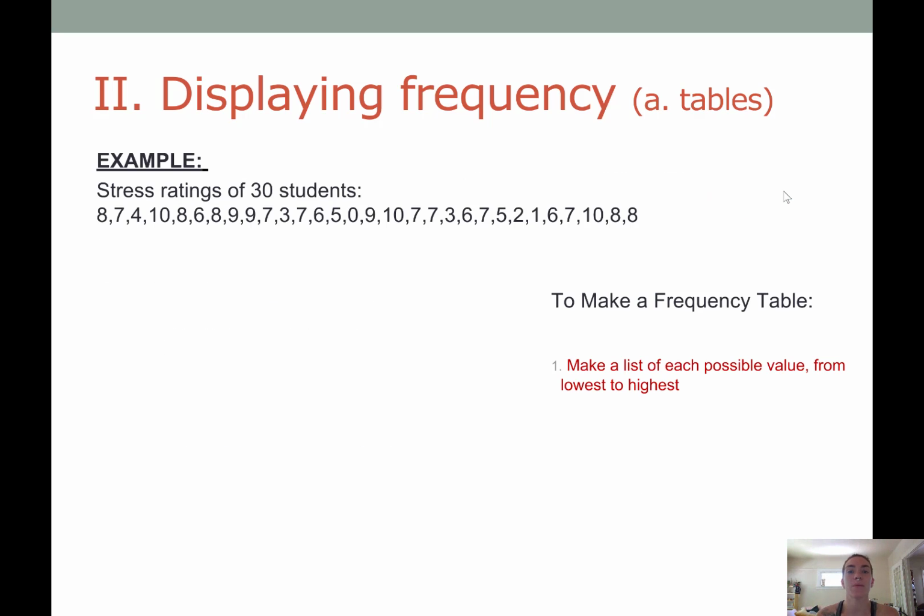To make a frequency table, the first thing we're going to do is make a list of each possible value from the lowest possible value to the highest possible value. Remember, this stress scale ranges from 0 to 10. So the lowest possible score a student could have picked is 0, and the highest possible stress score is 10. So we'll create a column that is a list of all the possible stress ratings. That's really simple. That's step 1 of making a frequency table.